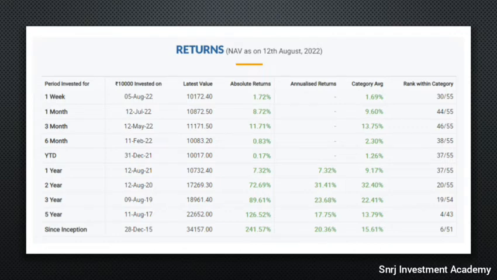If we compare with the category average, that is 13.79 percentage for 5 years, the fund has provided 17.75 percentage. That is very good. And since inception also, the category average was 15.61 percentage, and the fund has given 20.36 percentage. These are very good, and the rank within the category is also good, 6 and 4. If we look at the long term view, the fund has performed very well and given good returns, and the rank is also very good.